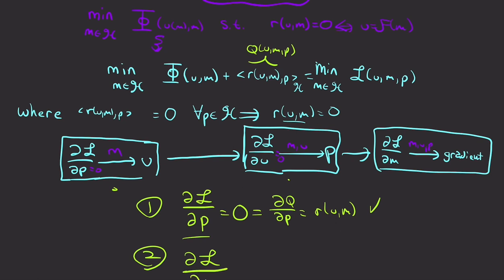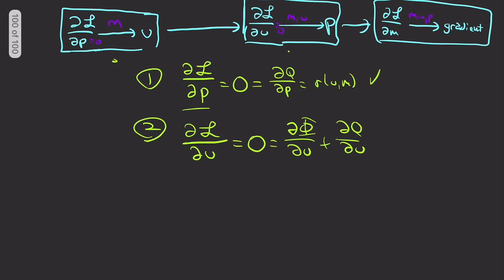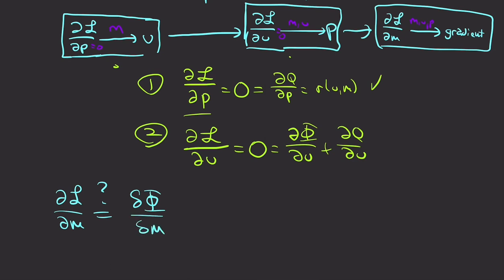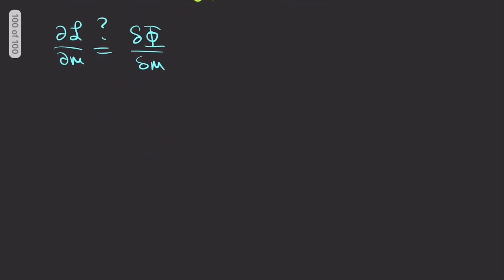So the less obvious one is, why do I have to solve this so-called adjoint equation to be equal to 0? This part 2 is really what cancels everything, although 1 helps as well, as we'll see. So this is partial phi partial u plus partial q partial u. Just keep in mind that that's 0. Now let's make sure that if we took the partial of the Lagrangian with respect to m, is this equal to the full derivative of phi with respect to m, where now this delta means we're taking implicit dependence into account? The answer is yes, and we'll show it here.